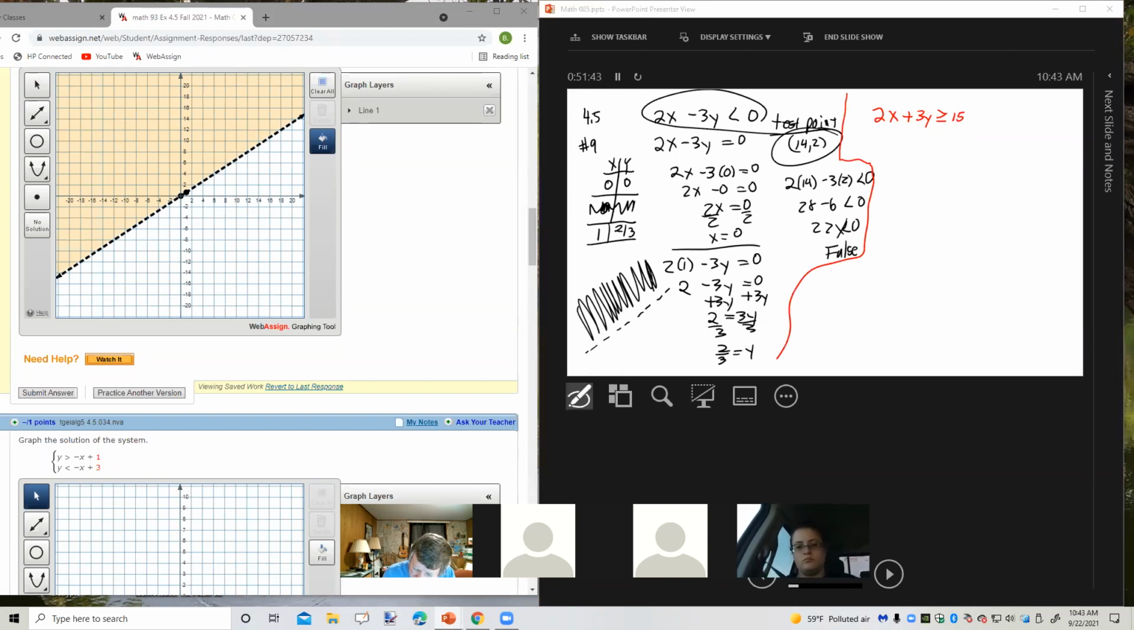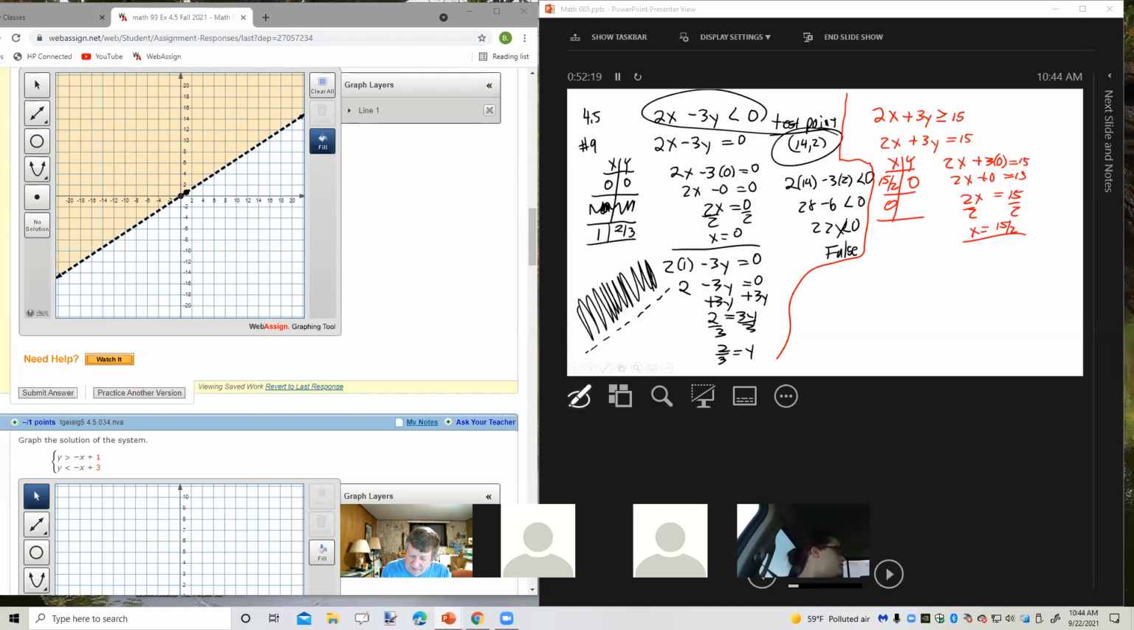There we go. So I'm going to take the inequality and write the related equation. I'm going to make a table and use x and y intercepts if they work out. Okay, if y is 0, I get 2x plus 3 times 0 equals 15, which is 2x plus 0 is 15. 2x equals 15. Divide by 2, x equals 15 halves.